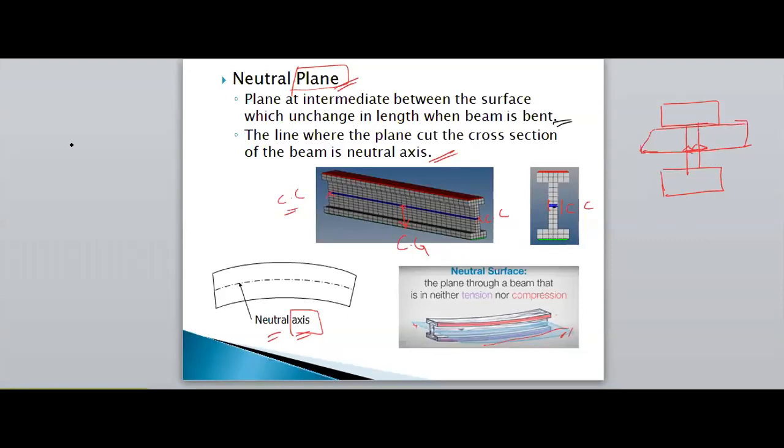That means the bending stress at the neutral layer is 0 Newton per mm square. So at the neutral layer there will not be any type of stress. That means there will not be any compression or tension at the neutral layer. So a plane intermediate between the surfaces does not change in length, because there is no stress due to this bending.